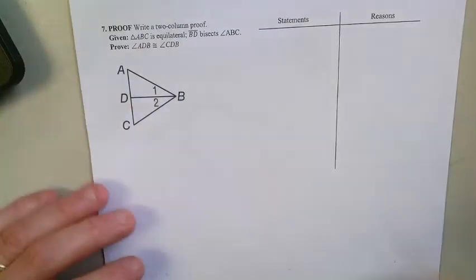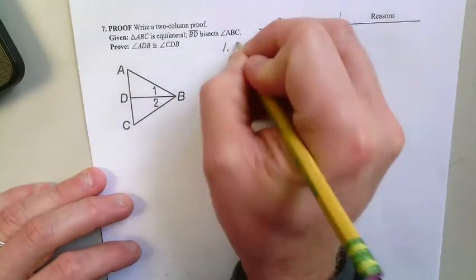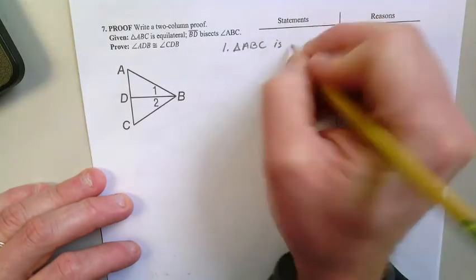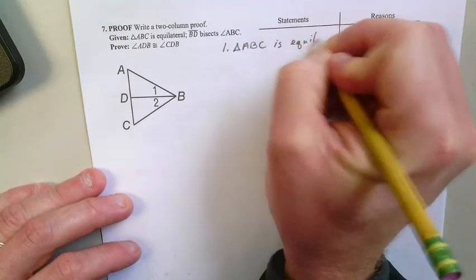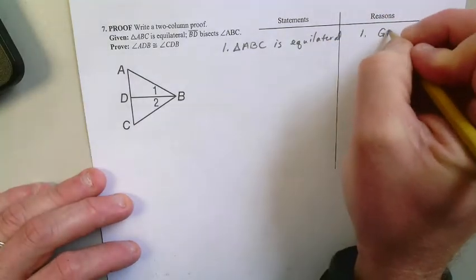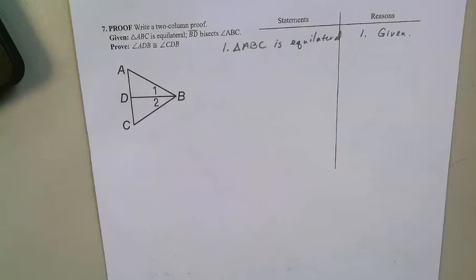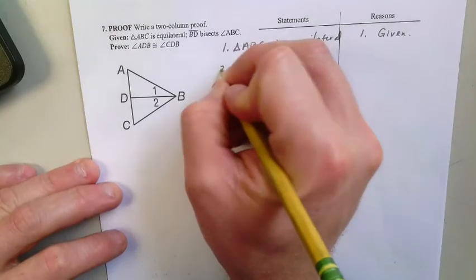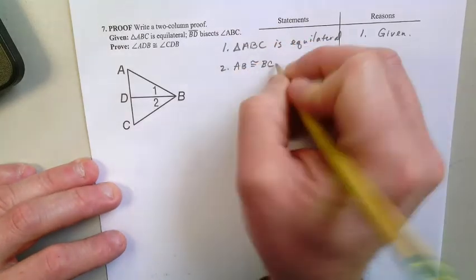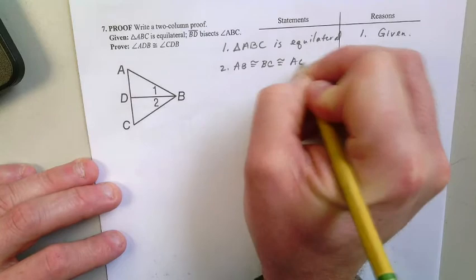Number 7, the proof down here. We'll quickly walk through this one as well. Okay, I'll just go ahead and write down triangle ABC is equilateral. Now, if it's equilateral, what does that mean? Well, that means that AB is congruent to BC, which is congruent to AC.